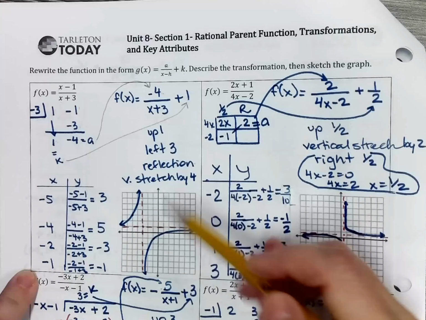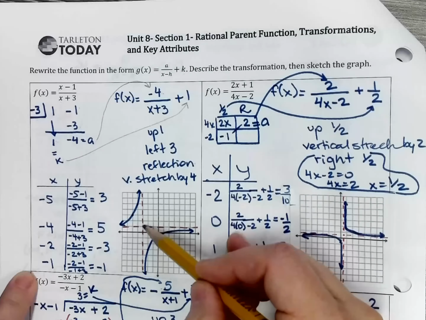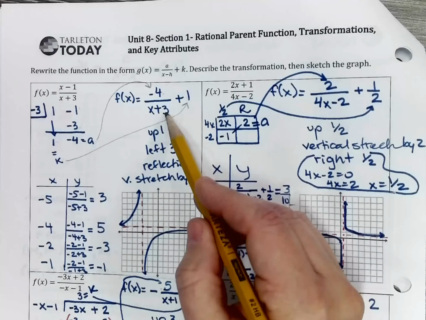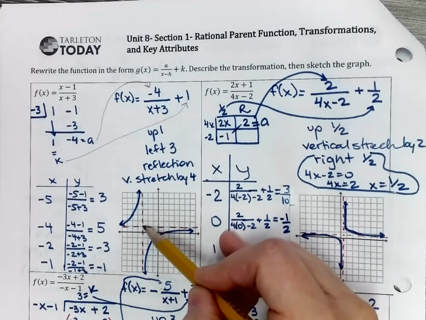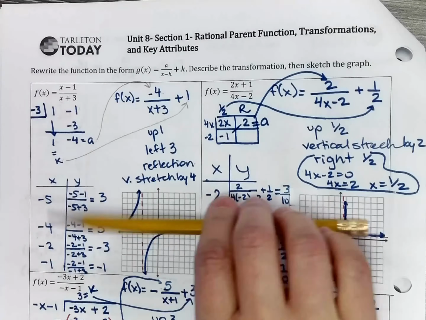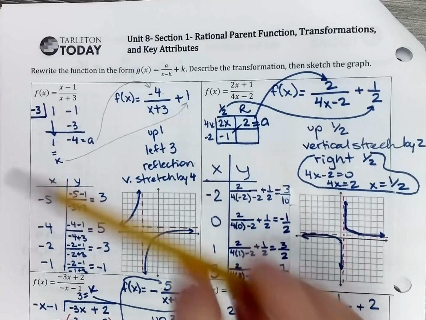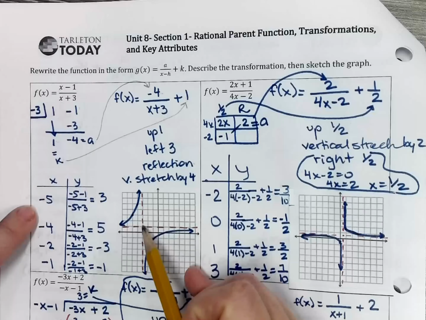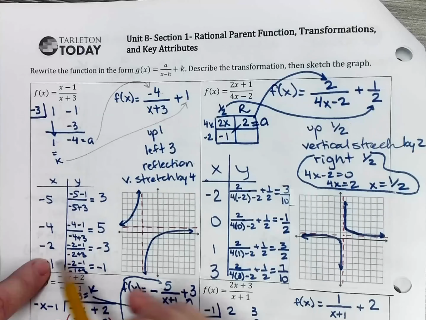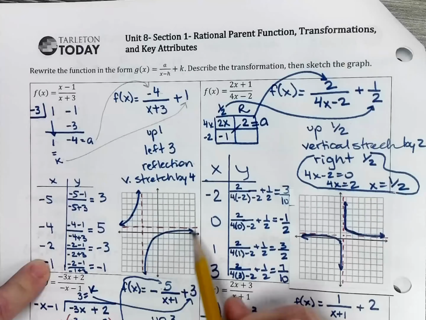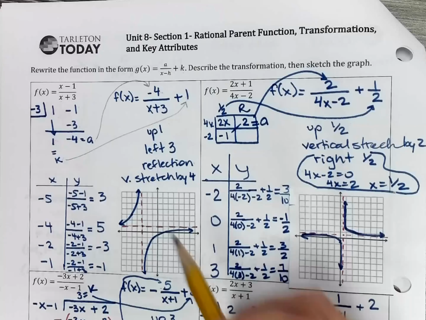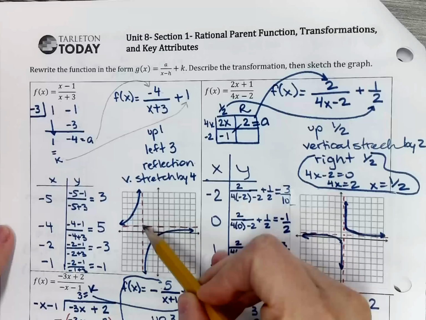Now to sketch the graph, you know we like to start with your H and K right there. So H is negative 3, K is 1 right there. And that's your vertical and horizontal asymptote. From there, I pick a couple points over to the left. I pick a couple points over to the right. And then you know by definition your graph is going to approach the asymptotes right there. But you start right there with your H and K.